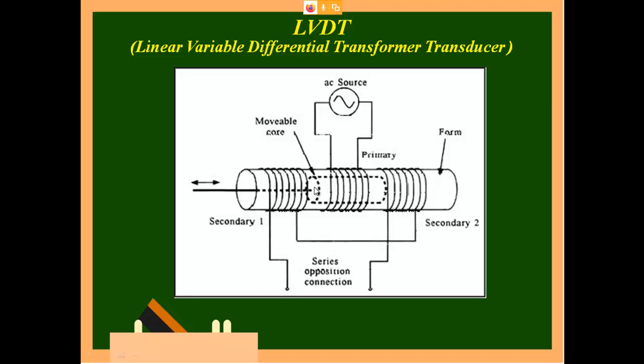Only thing is, when the core moves left hand side you will get a positive voltage. When core moves to the secondary side, you get a negative voltage, because the entering direction gets reversed. Here core enters here, whereas here core has a possibility of entering here, because the connection is such that output voltage will be negative when the core is moving towards secondary side.